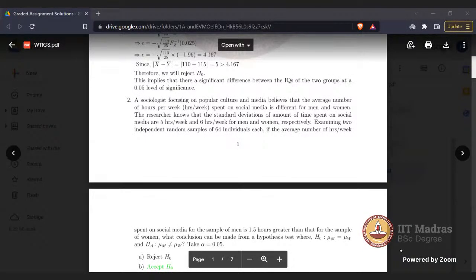Okay, so all those who have to leave for Maths 2 session, you can leave.